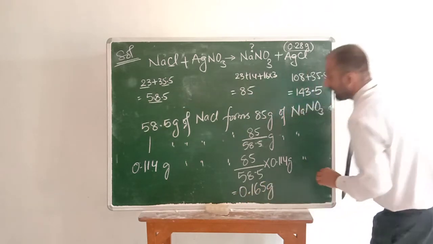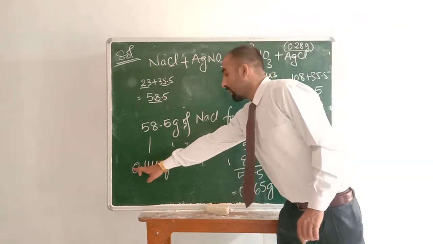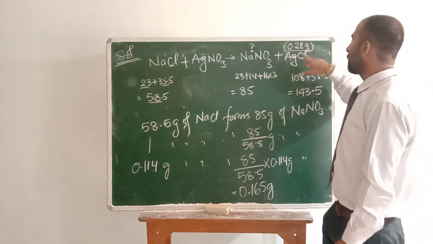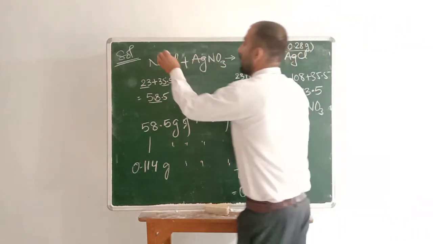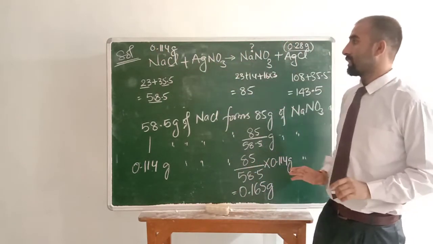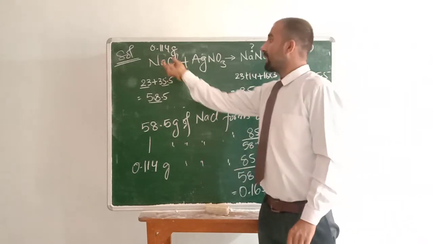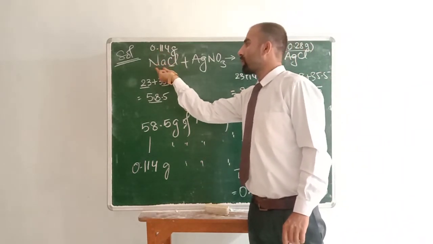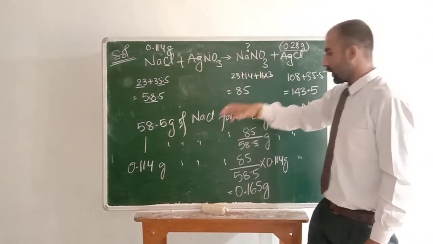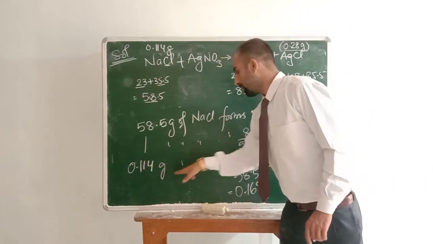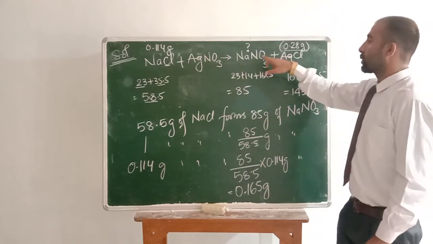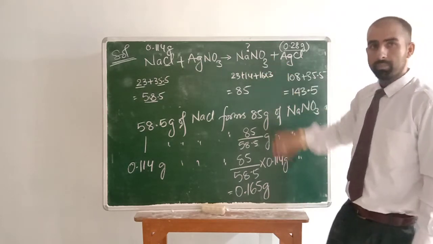If you calculate it, you get 0.165 gram. In the first section we found that to produce 0.28 gram of AgCl, we need 0.114 gram of sodium chloride. In the second section, 0.114 gram of sodium chloride can produce what amount of sodium nitrate? So we got that 0.114 gram of NaCl can produce 0.165 gram of sodium nitrate.